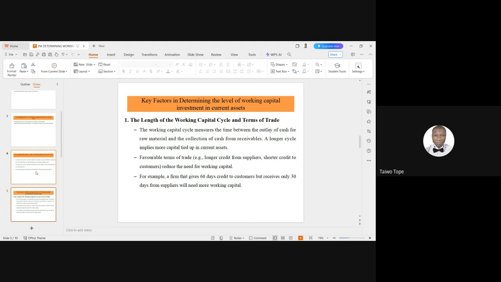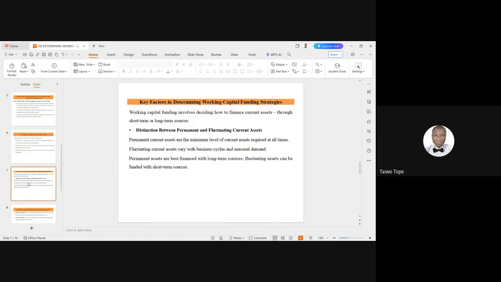So for example, if a firm allows 60 days credit to customers, but receives only 30 days from suppliers, it must fund the 30-day gap using its own resources or borrowing, thereby increasing working capital need. So this is an issue that organizations have to look at.